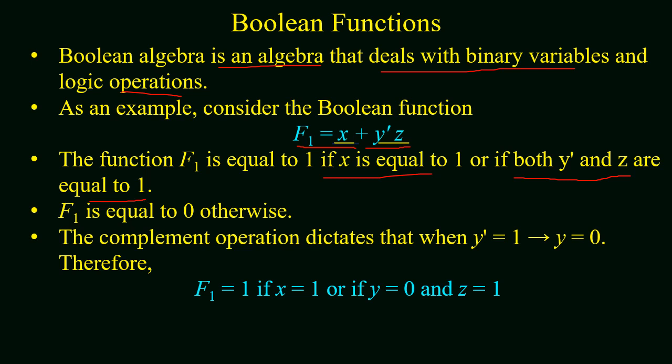Or we can say that y prime dot z will have a value of 1 if y is equal to 0, so its complement will be 1, and variable z will have a value of 1.